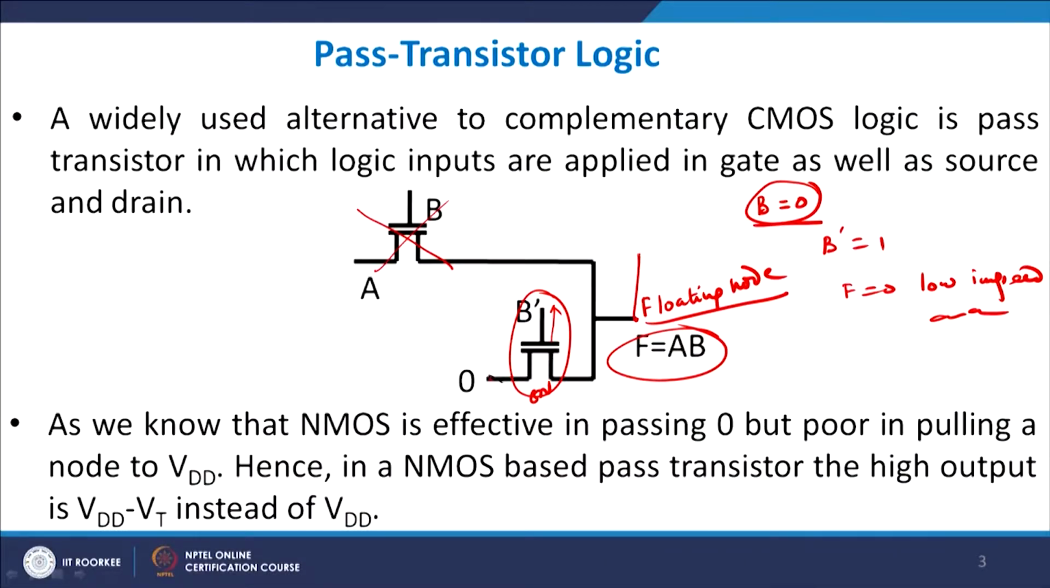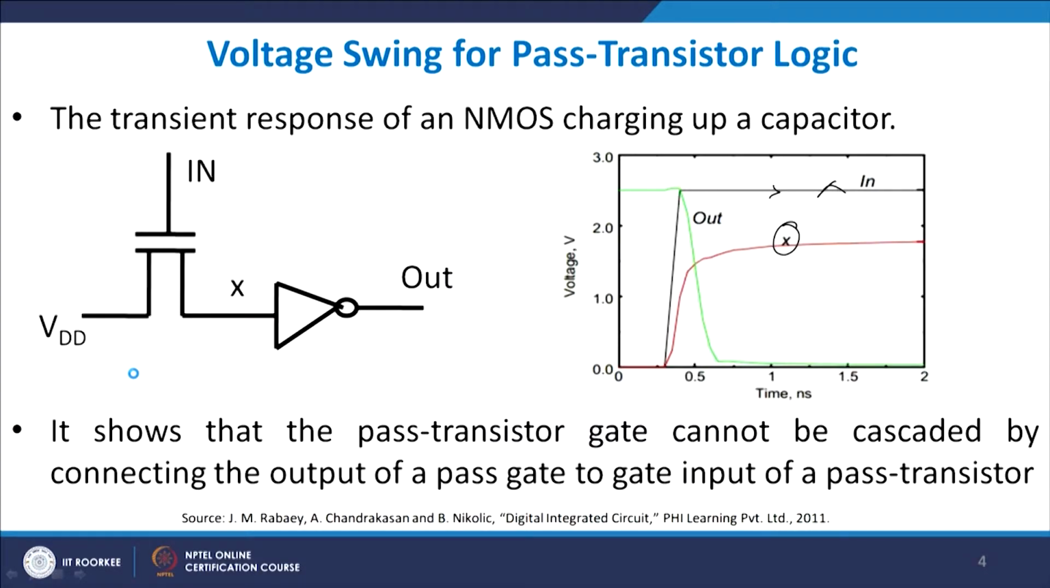So first thing is this one. The second thing is, as we discussed, the voltage here will be equal to VDD minus VTN, where VTN is the threshold voltage of this one, and this voltage is equal to VDD. Fine. So this is the basic pass transistor logic application.